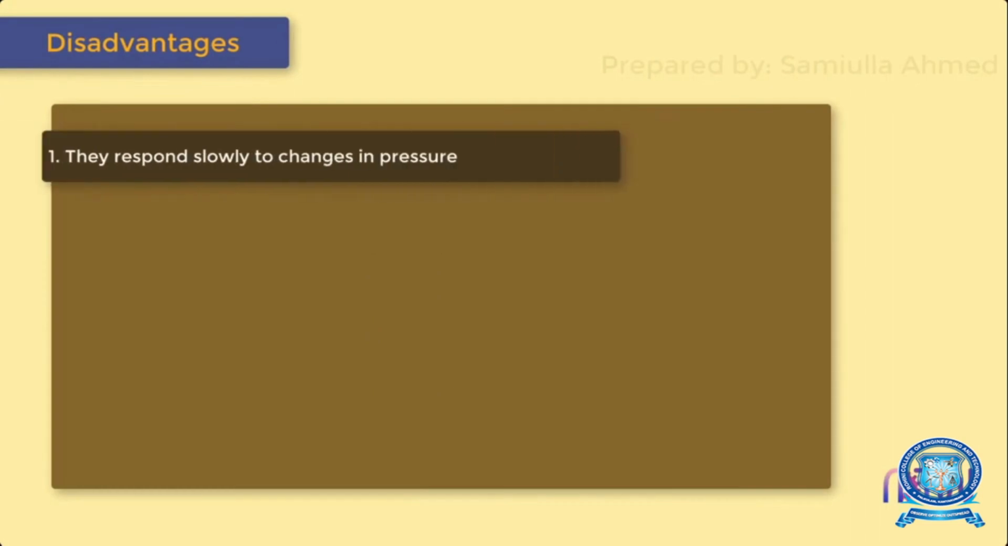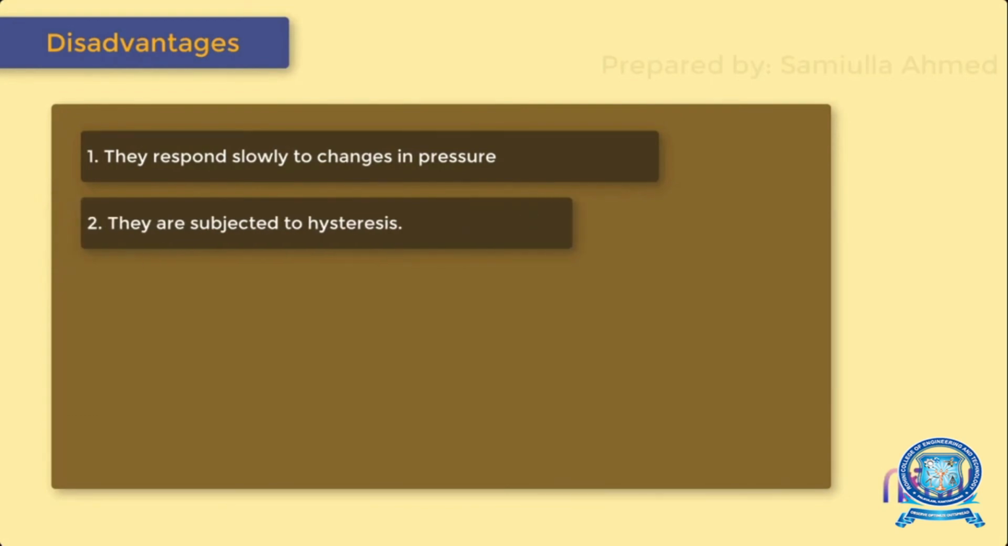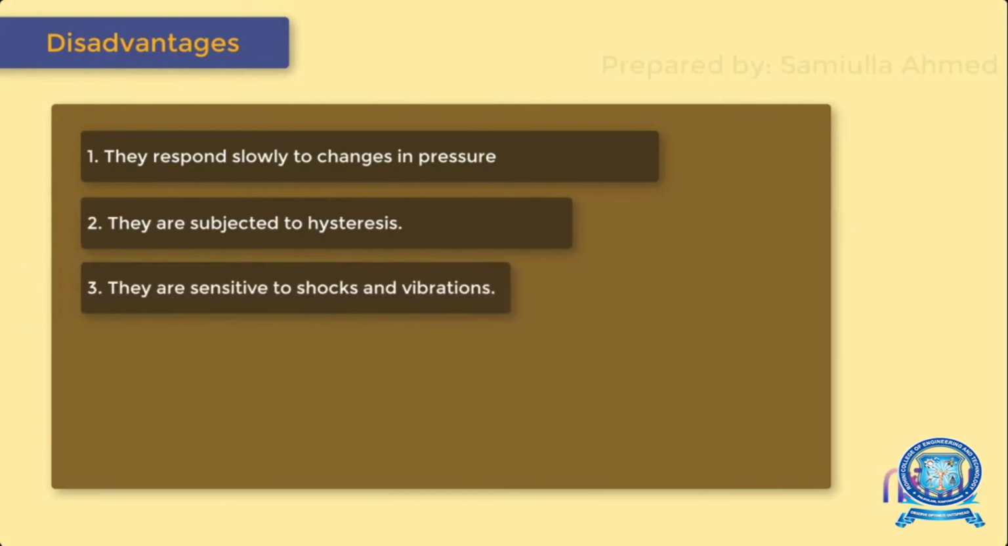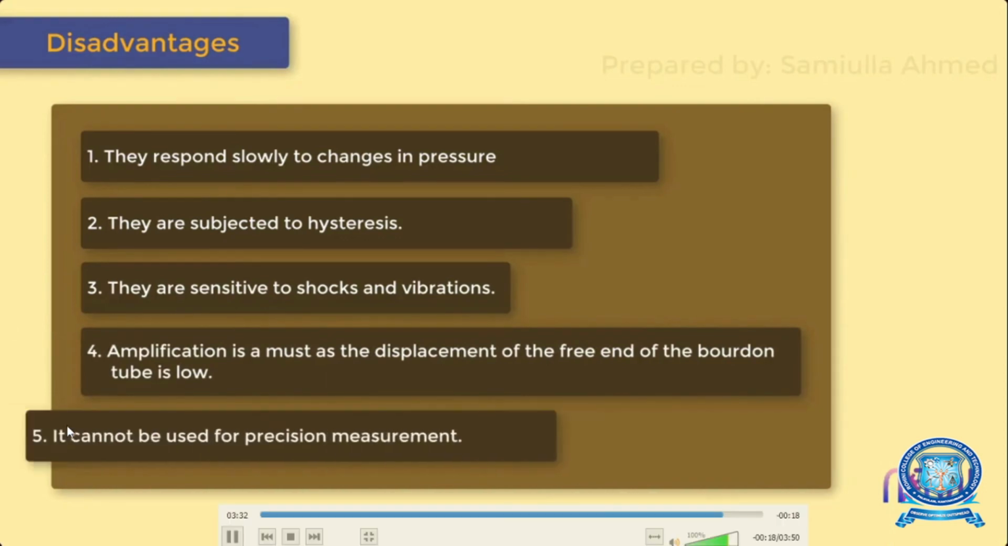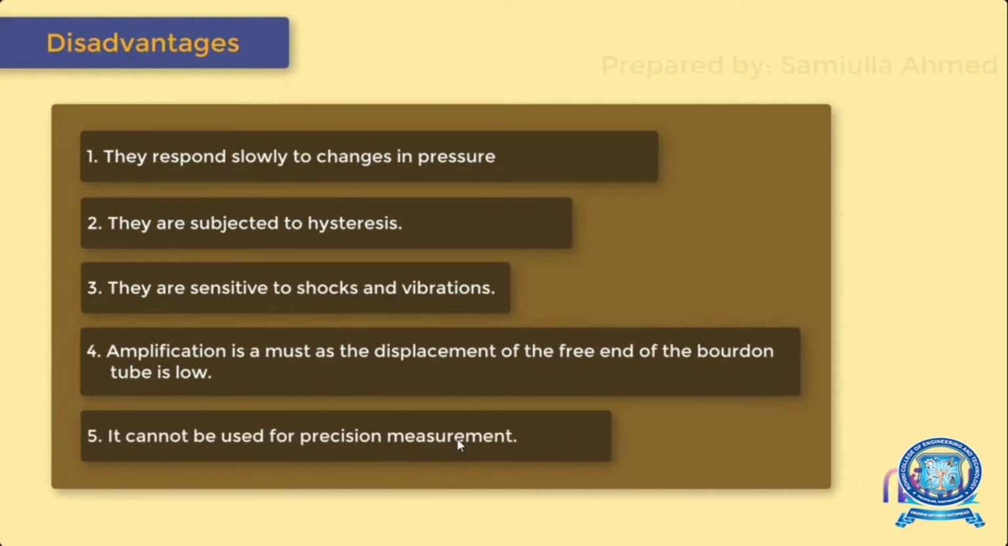What are the disadvantages? They respond slowly to changes in pressure, and they are subject to hysteresis, sensitive to shock and vibrations. Amplification is a must as the displacement of the free end of the Bourdon tube is low, and it cannot be used for precision measurement.